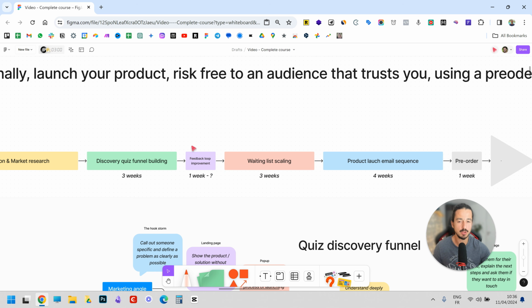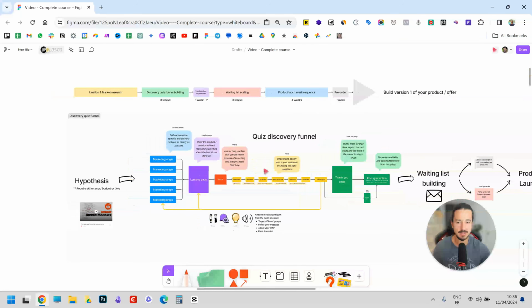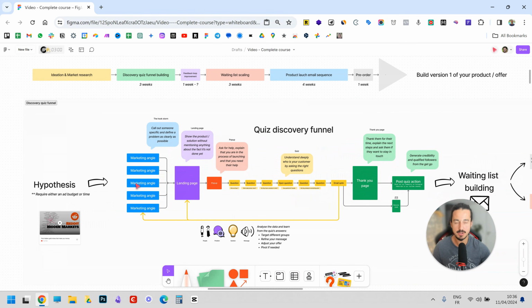This is the most critical part of this complete method, because most of the time you start with the wrong assumption and you need to understand quickly and iterate quickly.